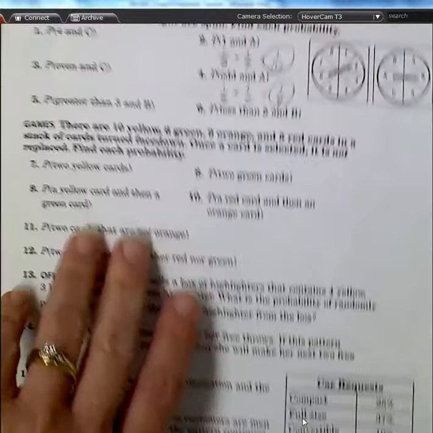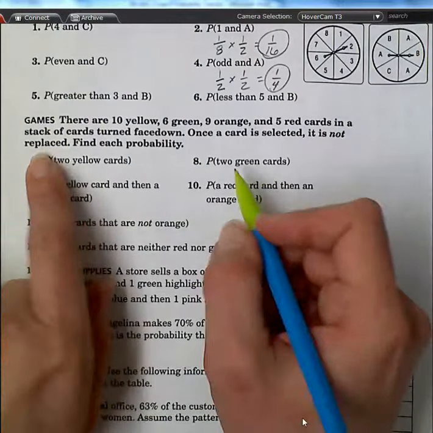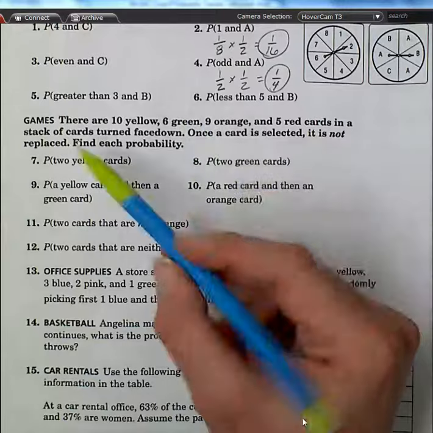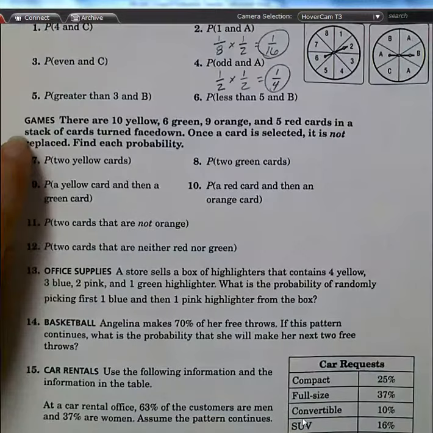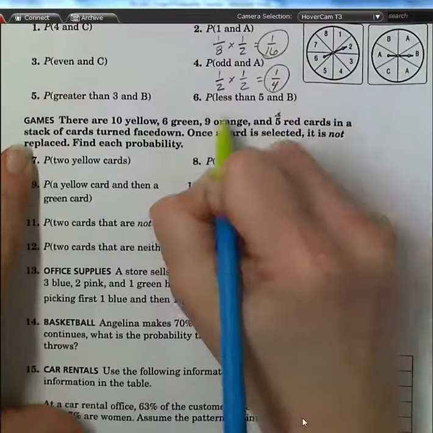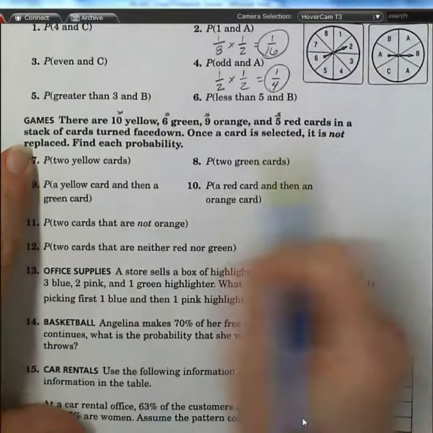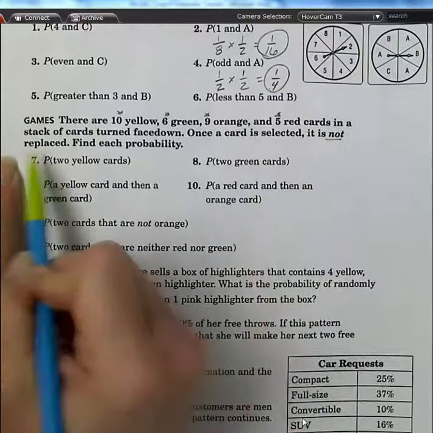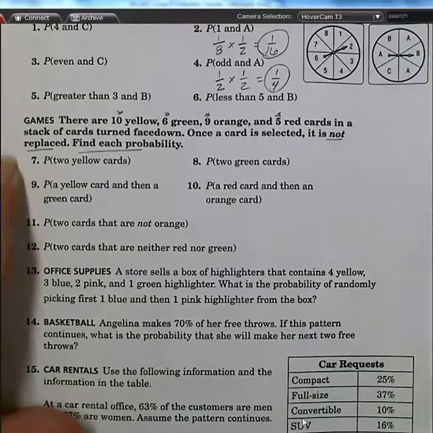Let's switch now to this game. And we're going to do number 8 because you can see it in the middle. And all of these are going to refer to this story part right here. There are 10 yellow, 6 green, 9 orange, and 5 red cards, all face down. Once a card is selected, it is not replaced. We're going to find the probability. If it is not replaced, is this one independent or dependent?